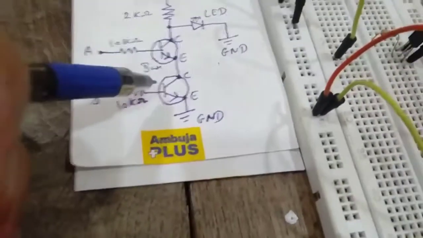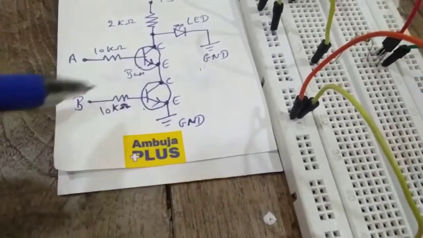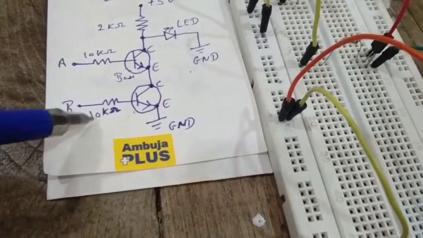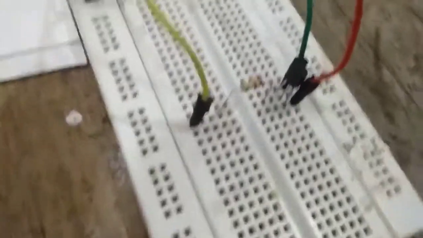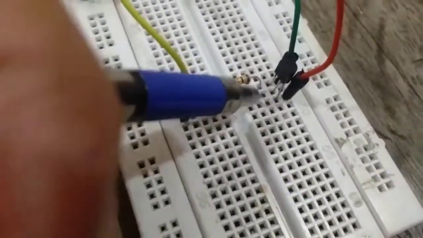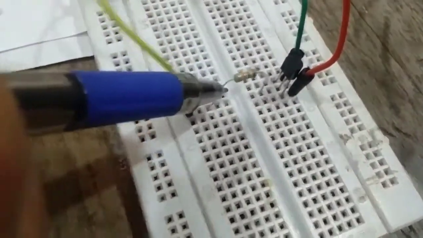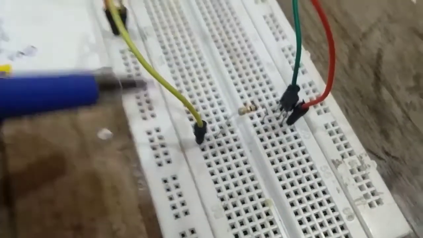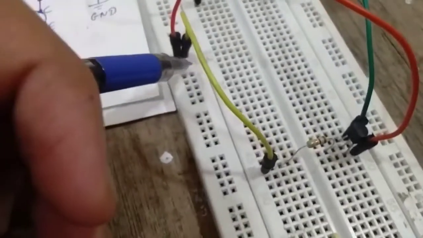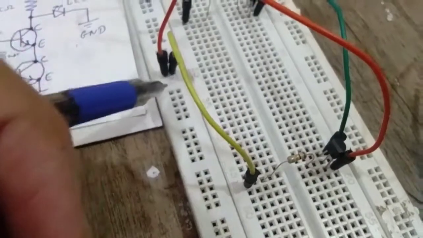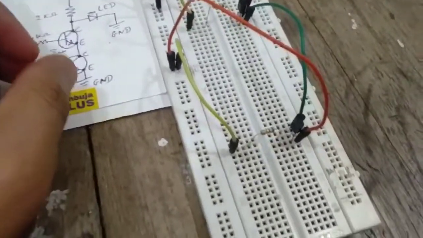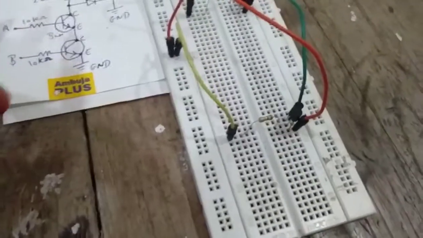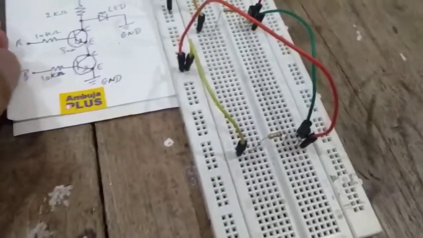Now you can see after that the base terminal of second transistor is connected with a 10 kilo ohm resistor and has an input B. So here again this base terminal is connected with a resistor of 10 kilo ohms, which is connected again with yellow wire, which is connected with the positive terminal of this power supply of the breadboard. So this is input B connected with the base terminal of second transistor.